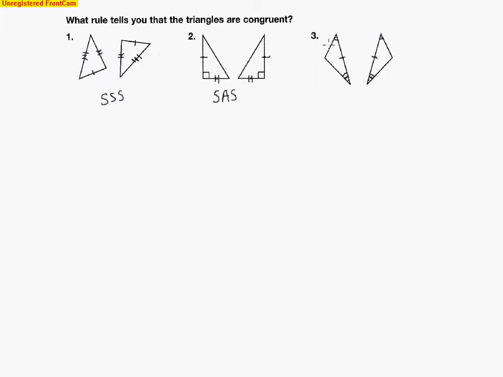And the last one here, we see that this angle is the same as this angle. It has the 1 marking on it. These 2 sides are the same. They have the 1 tick mark on it. And this angle is the same as this one. It has those 3 lines. Looks like there are 3 angle marks through it. So we would call this one angle, side, angle.